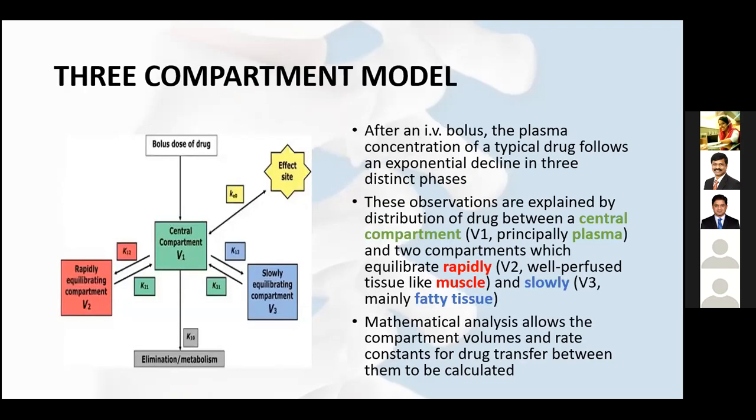So a word about the 3-compartment model. After an IV bolus, the plasma concentration of a typical drug follows an exponential decline in 3 distinct phases. These observations are explained by distribution of the drug between a central compartment, V1, principally the plasma, and 2 compartments which equilibrate either rapidly or slowly. Rapidly, the V2, usually the well-perfused tissues like muscle, and slowly, usually the less perfused tissues like fatty tissue. Mathematical analysis allows the compartment volumes and rate constants for drug transfer between them to be calculated.